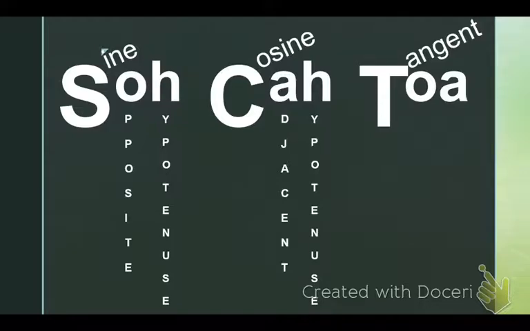Tangent is toa, like boa. Most people think of boa constrictor. Does anybody know what a boa is? Snake. Okay, a snake, yes. But other than that, does anybody else know what a boa is? Yeah, it's like a feathery thing that women wear sometimes, like a scarf. Anyway, so O stands for opposite, and A stands for adjacent. So it'll be opposite over adjacent.